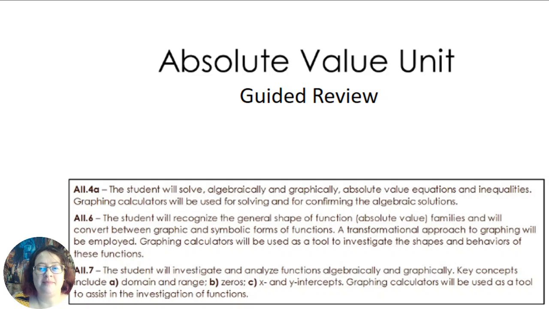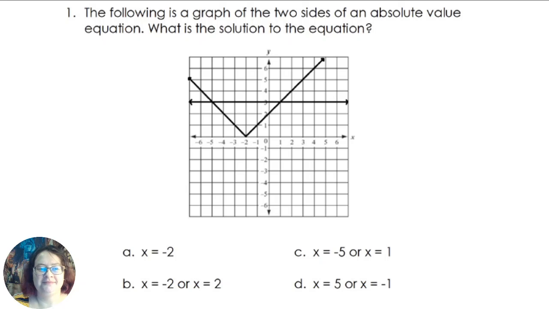Let's review our absolute value unit. The following is a graph of the two sides of an absolute value equation. What is the solution to the equation? Here we've got the left side and the right side graphed separately, just like we do in Desmos. So what we're looking for are the intersections.